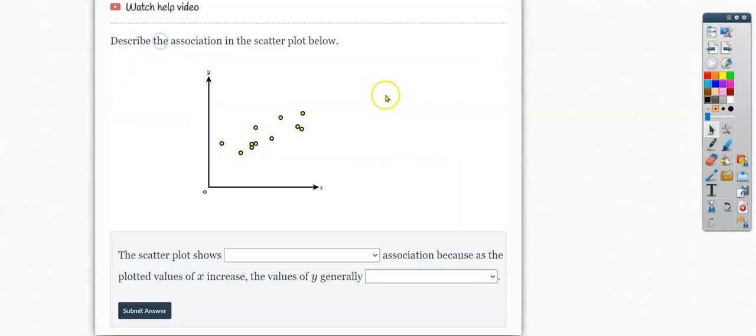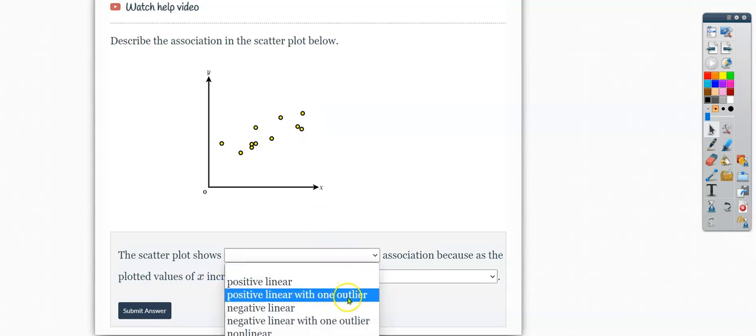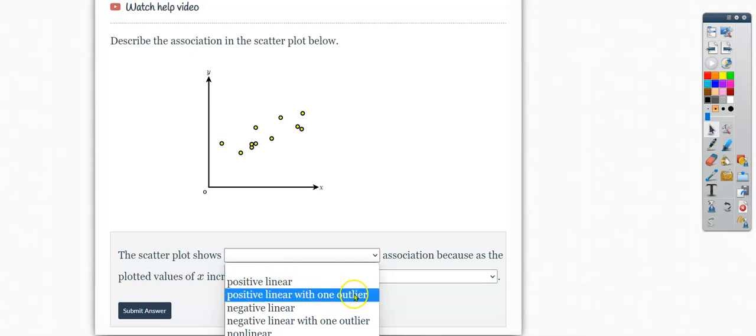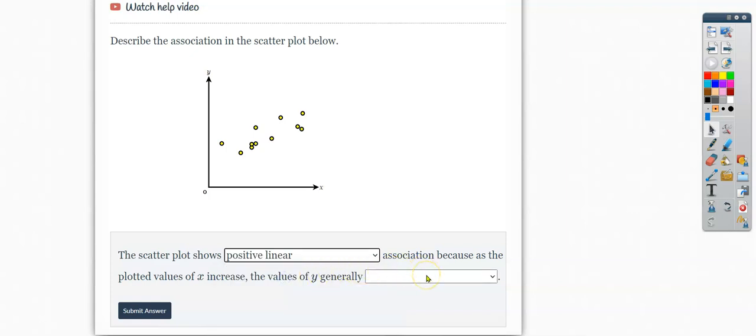Let's do that again. Ooh, these kind of are going upwards. So I'm going to say that has a positive, I'm going with linear, because it's sort of straight, right? But it doesn't have any outliers. It doesn't have any points that are way away from the others. So I'm going with positive linear, because as x increases, y increases.